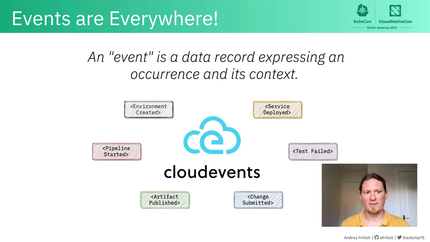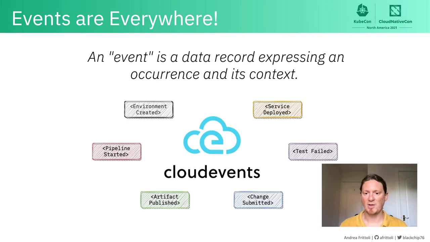So we talked about events, but what are events? An event is a data record expressing an occurrence and its context. In other words, an event is something that has happened and the information that we can gather at the time when that happened. Events can help us to understand and externalize what tools are doing and provide a very decoupled way of creating integration by listening to these events and reacting to them.